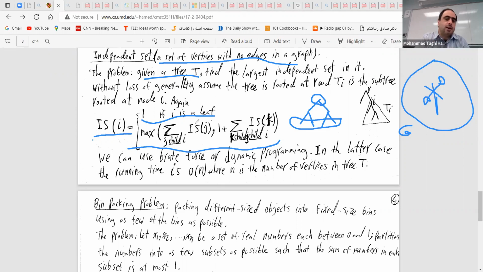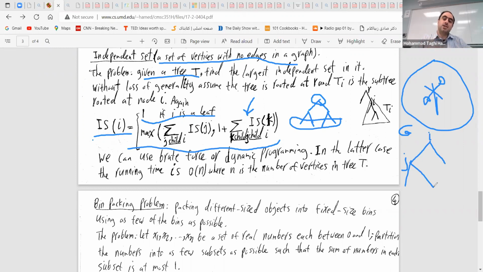So the whole idea is this formula. This is the one that you need to understand. Good. So what does this formula say? Consider this guy, which is I. Let's call this guy I, and say J is the child of this guy, and say J also has some children. The formula says that either it's a leaf, which has size 1.